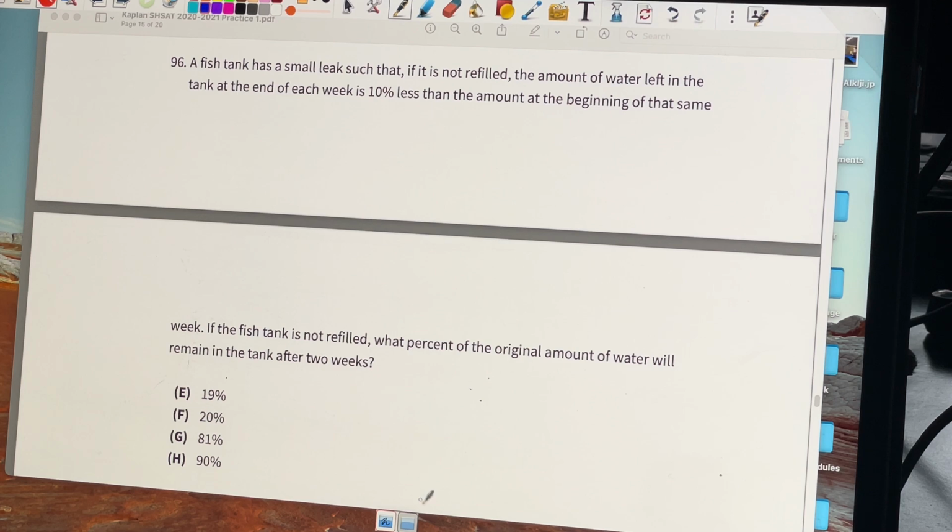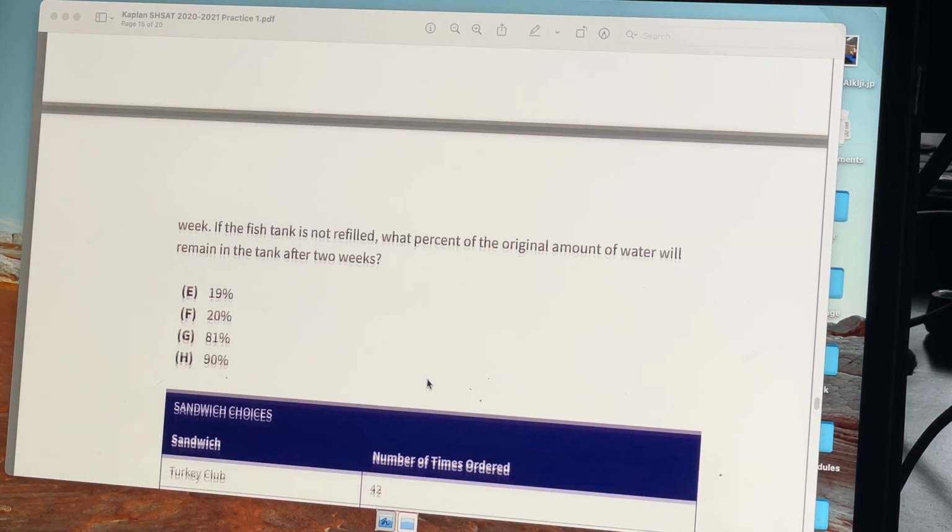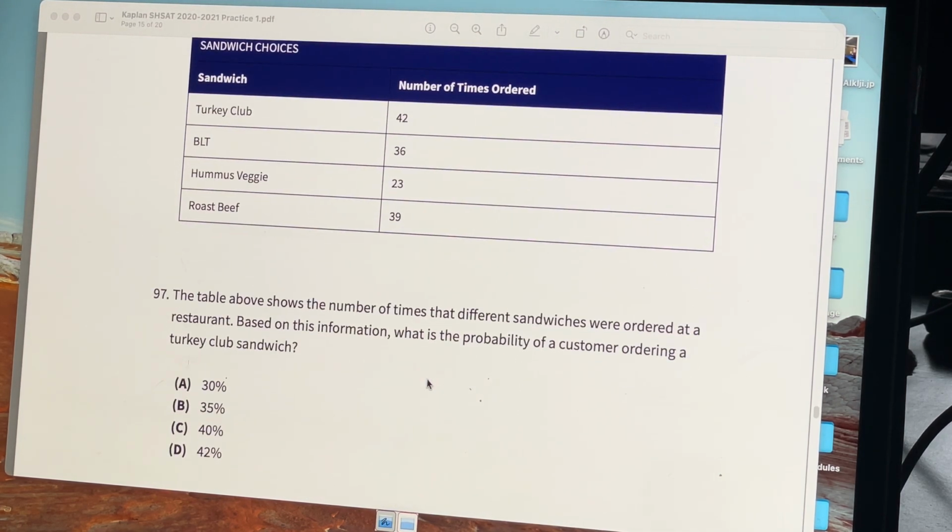Again, 96. 97, I think, is the next one. 97 is a silly question.